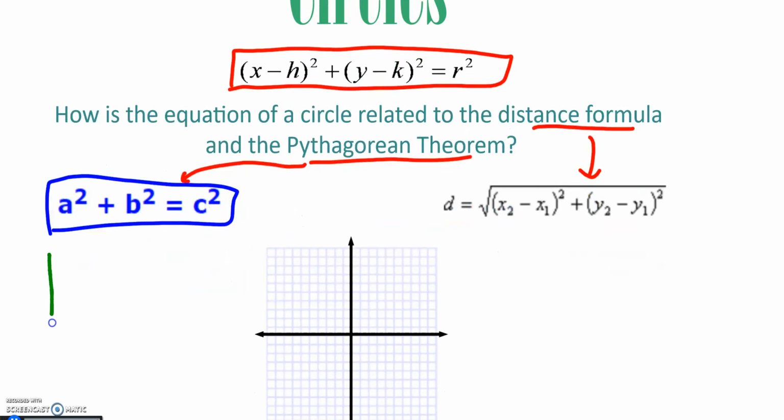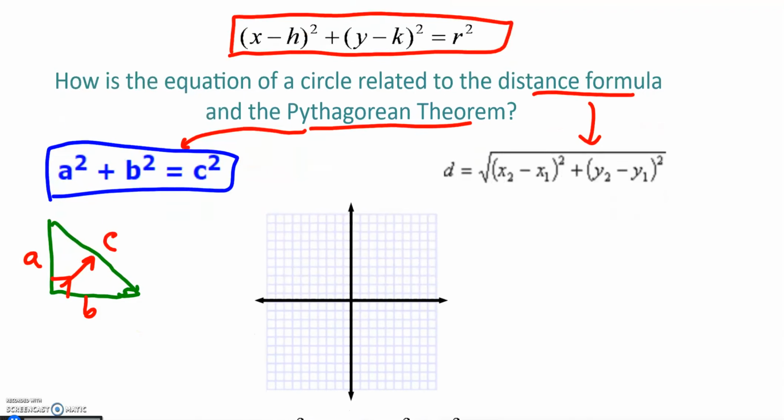So just to remind you about the Pythagorean theorem briefly, remember that the Pythagorean theorem only applies if you have a right triangle. The A side is usually the smallest length, B is the medium length, and C is the hypotenuse, which is always across from the right angle. So a squared plus b squared equals c squared only applies when you have a right triangle.